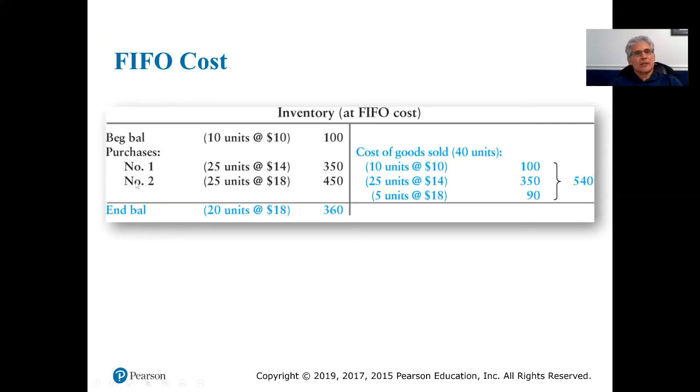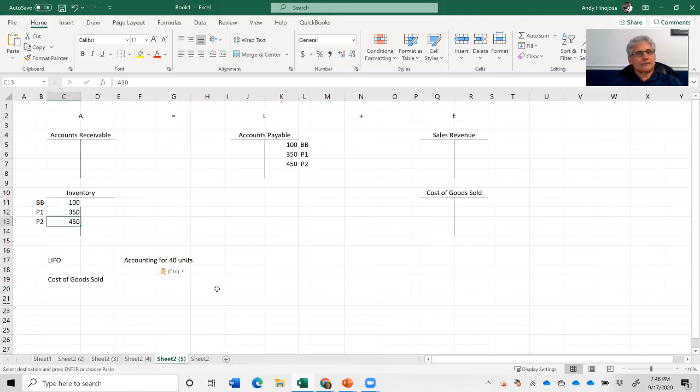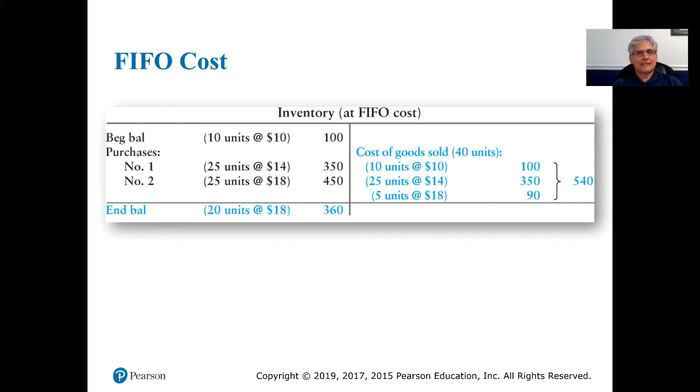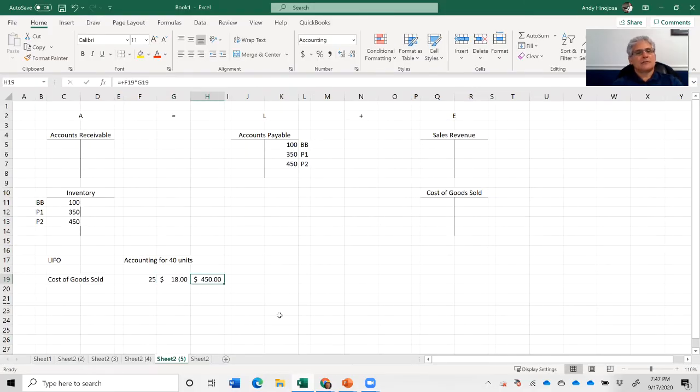Well, let's go to number 2. There were 25 units there. The 25 units were at a cost of $18 per unit. So that means $450 will be charged to the cost of goods sold. Now, we're accounting for 40 units. We've only used up 25. So what we have to account for is another 15 units.